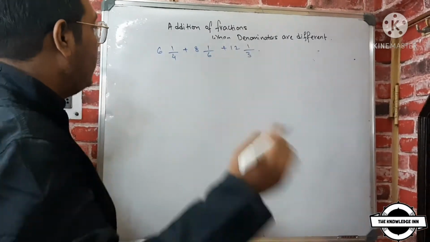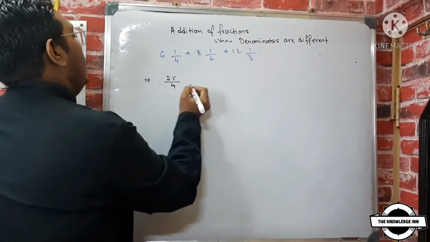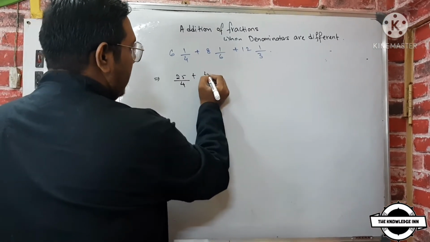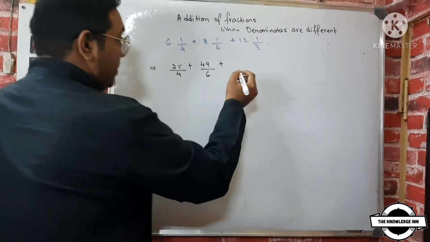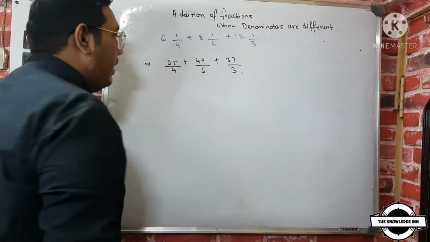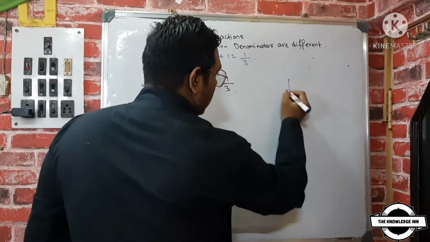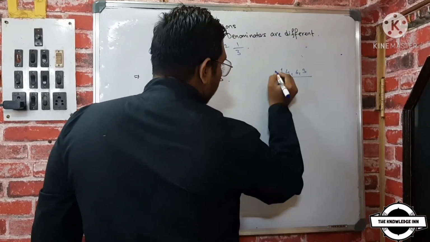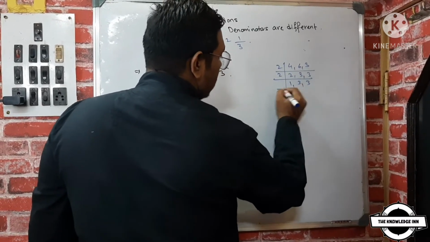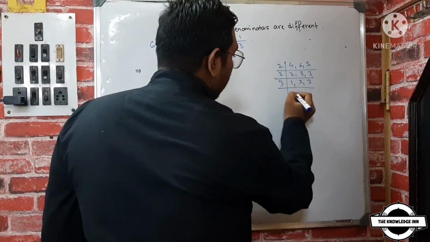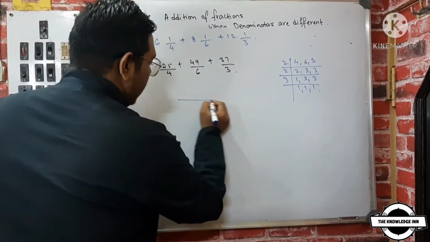So to wrap up the class, it will be 6 times 4 is 24, 24 plus 1 is 25 by 4, plus 6 times 8 is 48, 48 plus 1 is 49 by 6, plus 12 times 3 is 36, 36 plus 1 is 37 by 3. So we'll simply take out the LCM of 4, 6, 3. 2 times 2 is 2, 2 times 3 is 3, 3 will not come. 2 again, 3 will remain here because 3 doesn't come in the 2 times table. Again 3, 1 time, 1 time, finished. So 3 twos are 6, 6 twos are 12. Now 12 is the LCM.